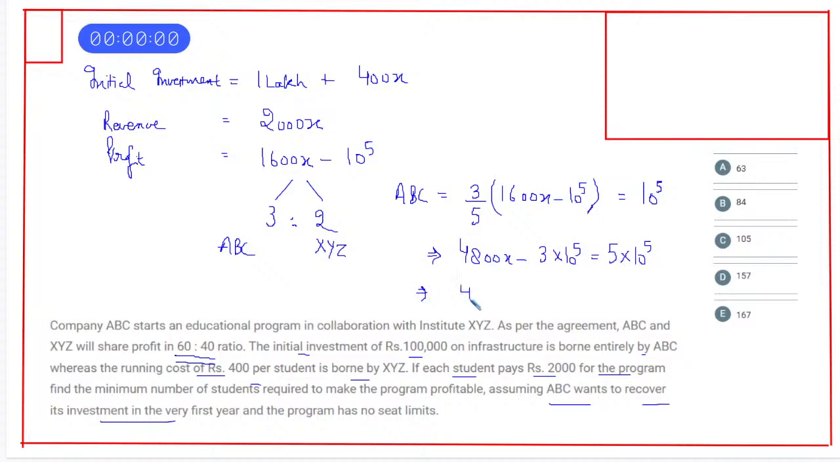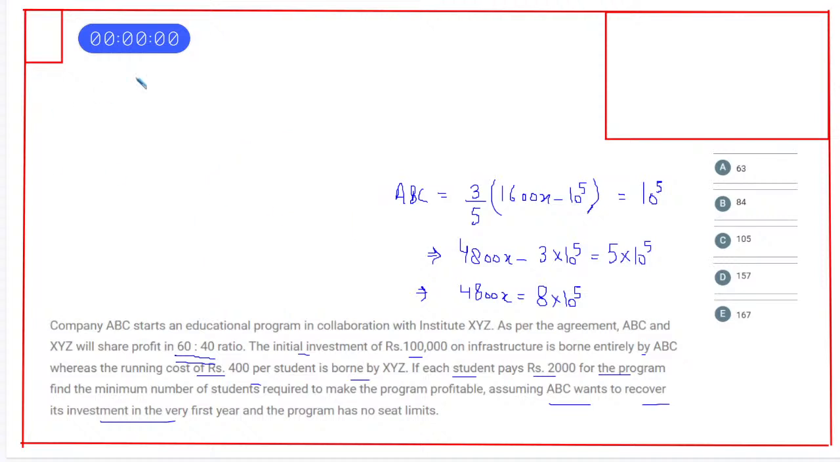So 4800X equals 8 into 10 raised to the power 5. So 6X equals 10 raised to the power 3. X equals 1000 by 6, which is 500 by 3. 100 by 3 is 33.33. 33.33 times 5 is 165 or 166 point something. So the answer is 167.